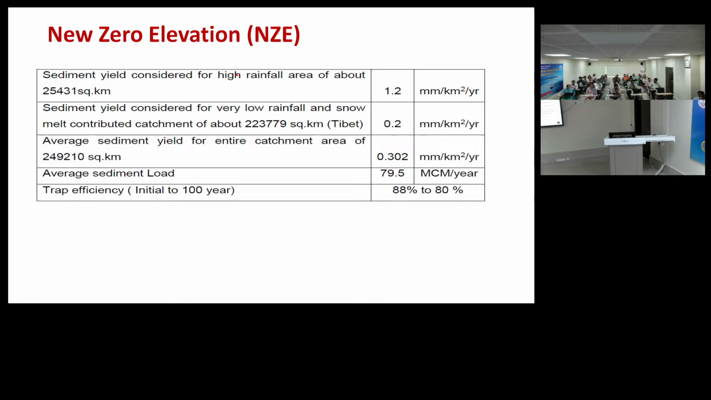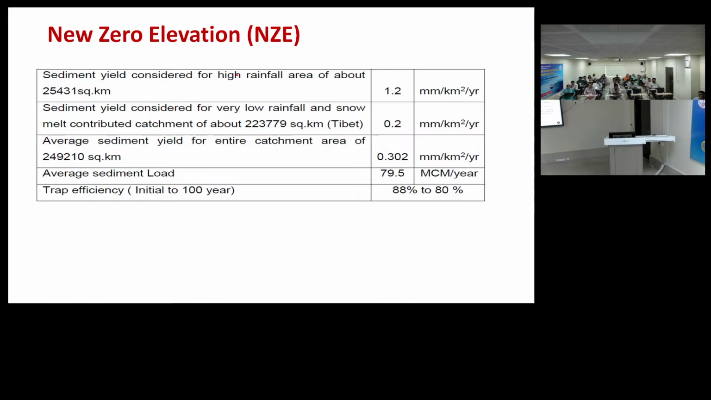To plan your project, you should also know how much sediment will occur in this reservoir. That also you should know. So generally we are designing a project for 70 years or 100 years or let's say 50 years also, right? So for 50 years, how much sediment will be accumulated in the reservoir? At the end of the 50 years, what will be the sedimented elevation? This is called the new zero elevation.